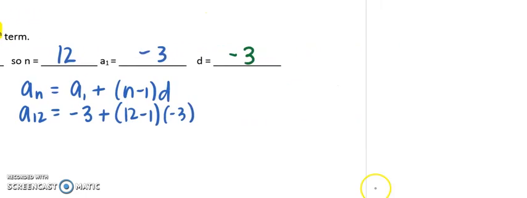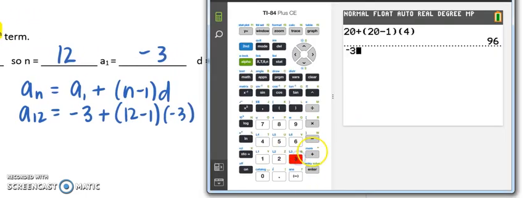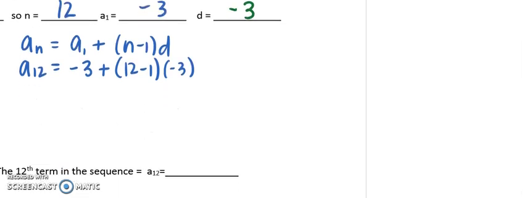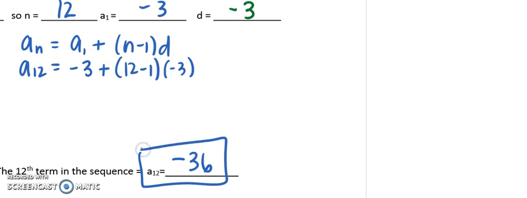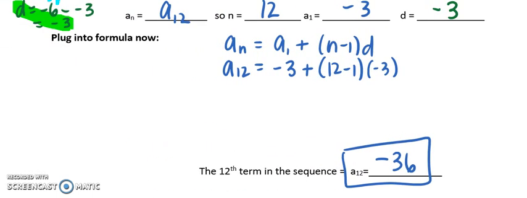Don't forget you could pause me. I know I'm going fast. So I'm going to type this into the calculator here. You could work it out by hand. Maybe your teacher wants you to work it out by hand, but I'm going to pop it in the calculator. And we get negative 36. That gave us an awful lot of room, probably because they wanted me to work it out by hand, but hey, it didn't say I had to.